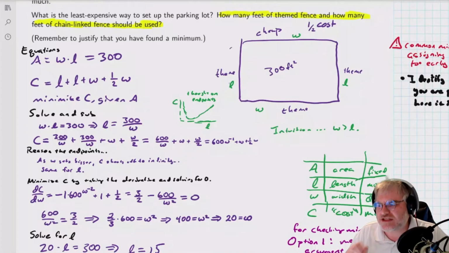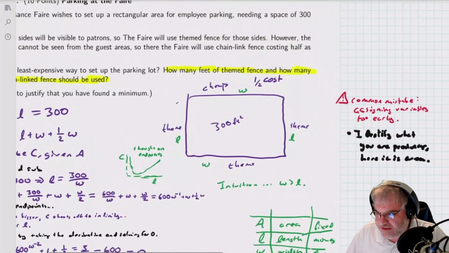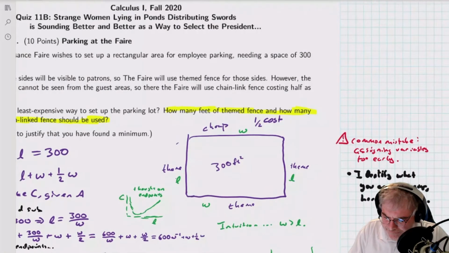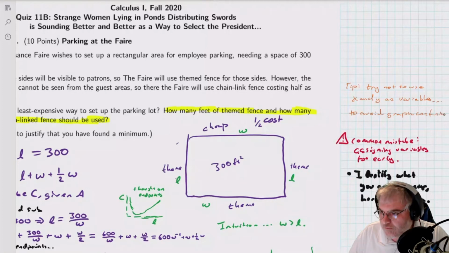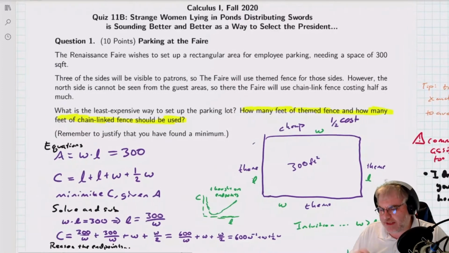I advise you not to use X and Y. This is a little tip. Try not to use X and Y as variables, to avoid graph confusion, because you sometimes get confused with graphs. All right. That's just a little tip.